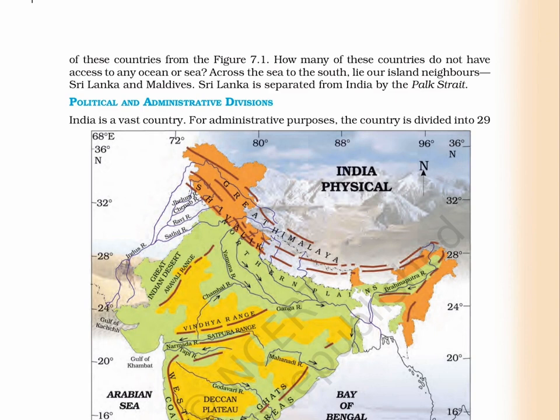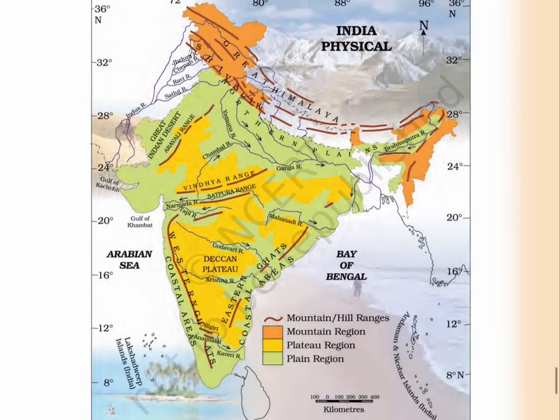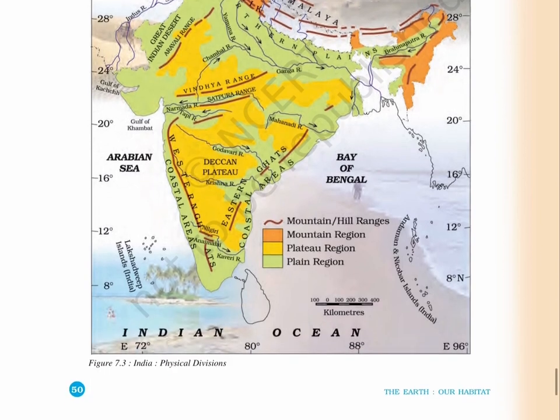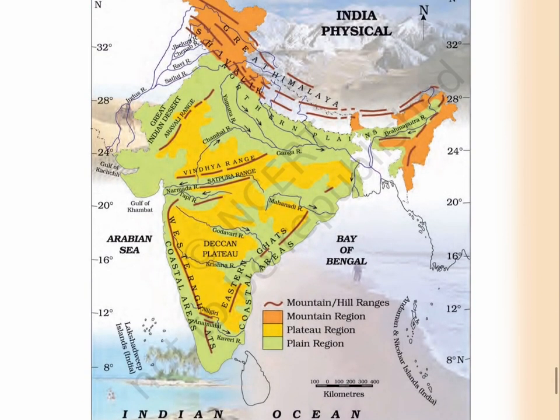Political and administrative divisions. India is a vast country. For administrative purposes, the country is divided into 29 states and 9 union territories. As shown in Appendix 1, Delhi is the national capital. The states have been formed mainly on the basis of languages. Figure 7.3 shows India's physical divisions.